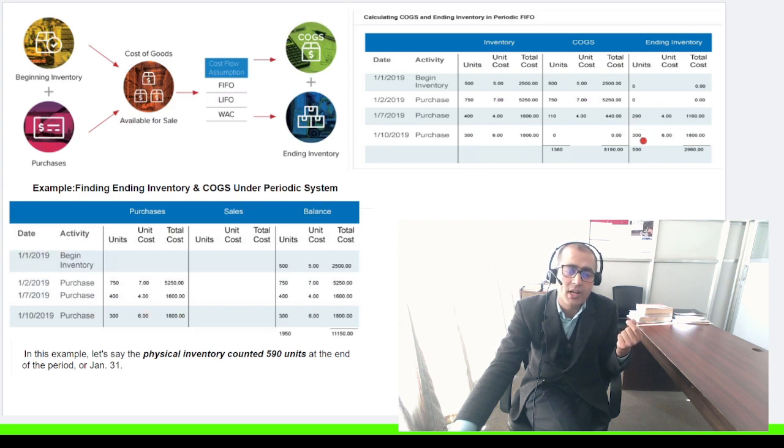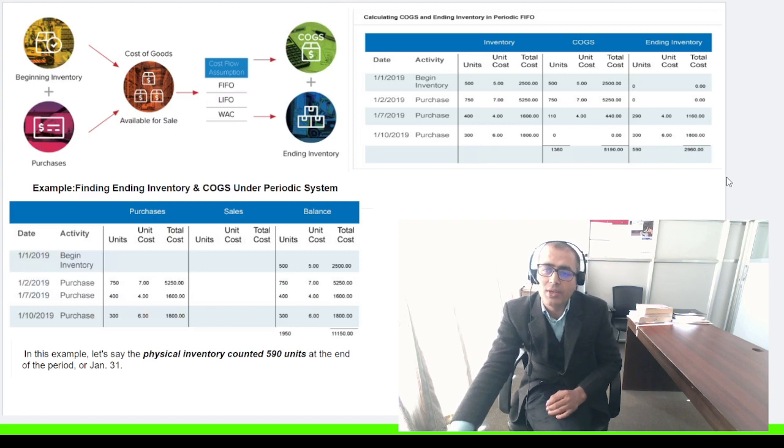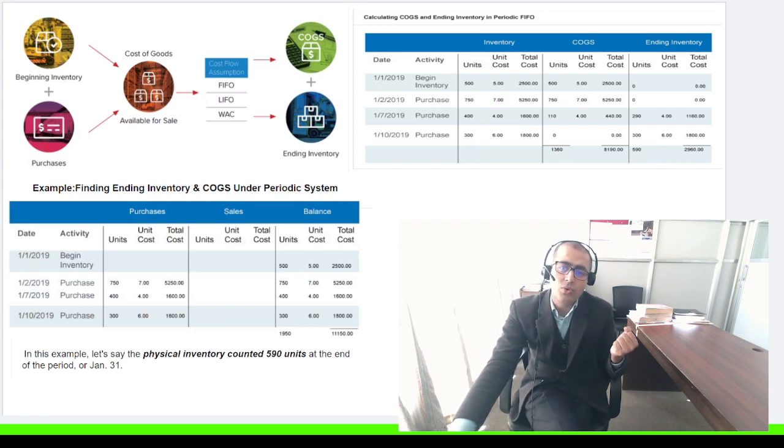So for the 590 ending inventory, the first recent date is this one, 300, the first 10 2019, and since we have a stock of 590, we take 300, then the remaining part is 290, whose rate will be 4. So your value of the ending inventory here is 2960, friends. Now what about the cost of goods sold? Cost of goods sold is simply the cost of goods available for sale, that is 11,150, less this ending inventory, which will provide you the cost of goods sold, friends.